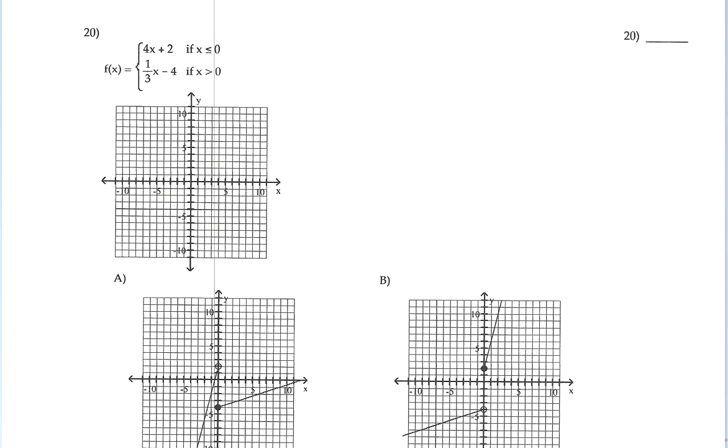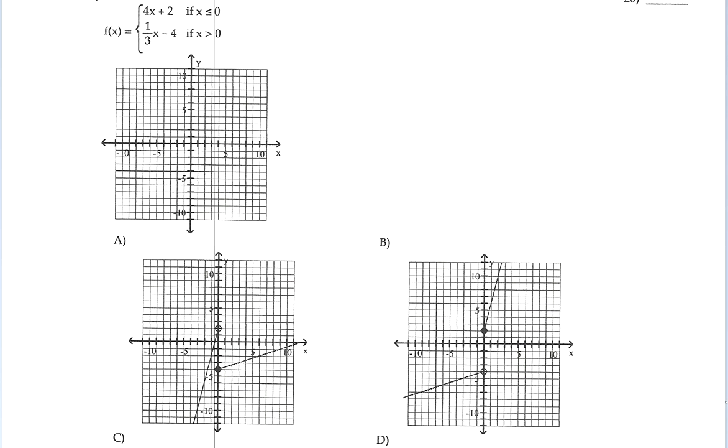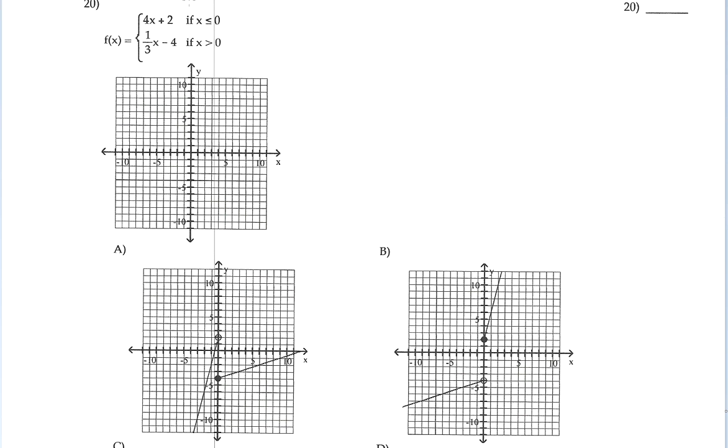Okay, here's our last problem. And again, we are graphing each of these. So now it's f of x equals 4x plus 2 if x is less than or equal to 0. All right, so I'm graphing this top one here. I'm going to start at 2. My slope is 4 over 1, so I'm going to go up 4, 1, 2, 3, 4, and over 1. It's less than or equal to 0, so I can use a solid line.